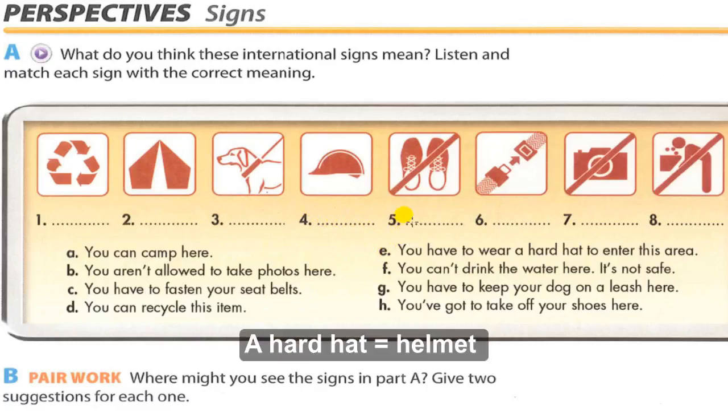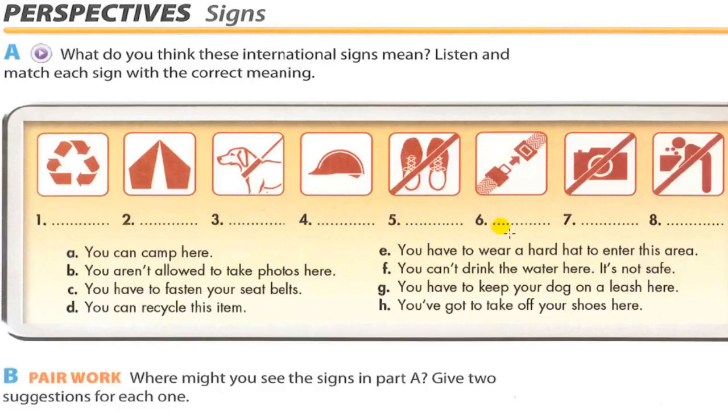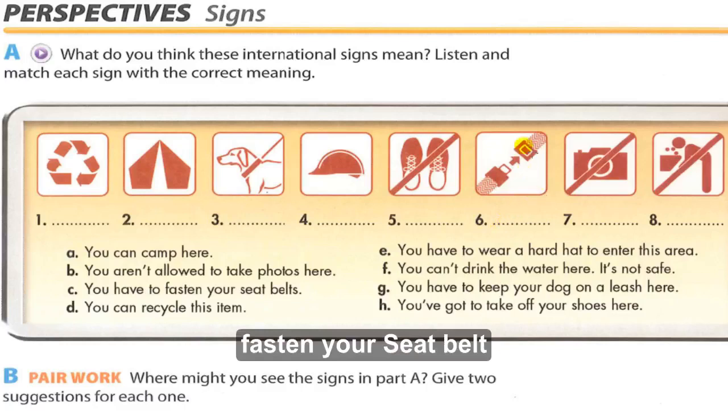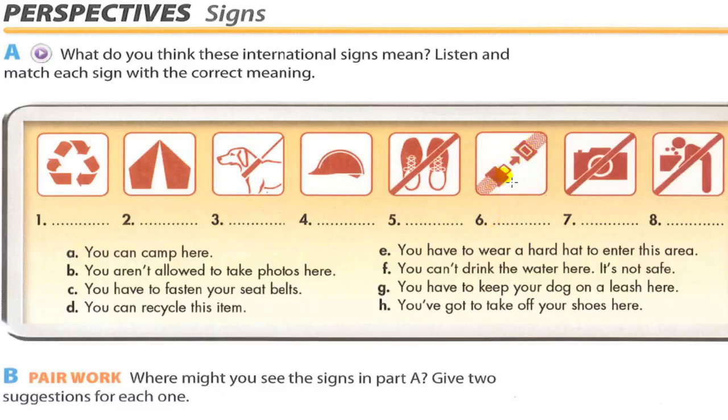5. H. You have got to take off your shoes here. This is number 5. It's H. 6. C. You have to fasten your seat belts. You have to fasten the seat belts. So number 6, C. 7. You are not allowed to take photos here. This is number B. 8. F. You can't drink the water here. It's not safe. It's number F. So it's number 8, F.